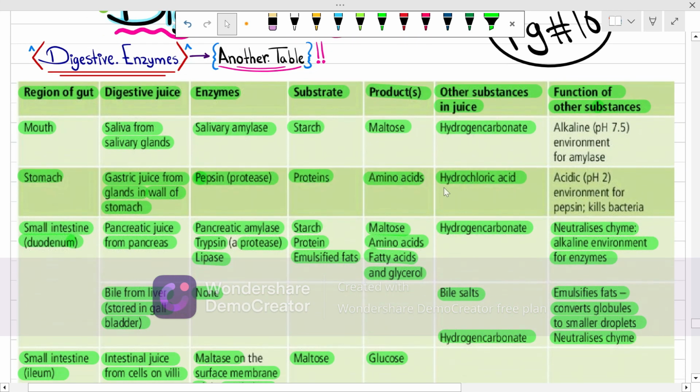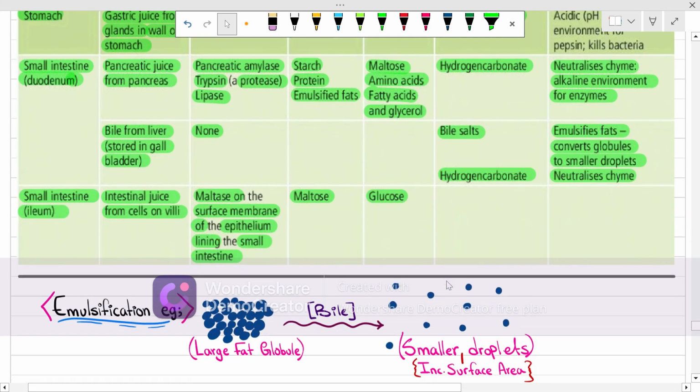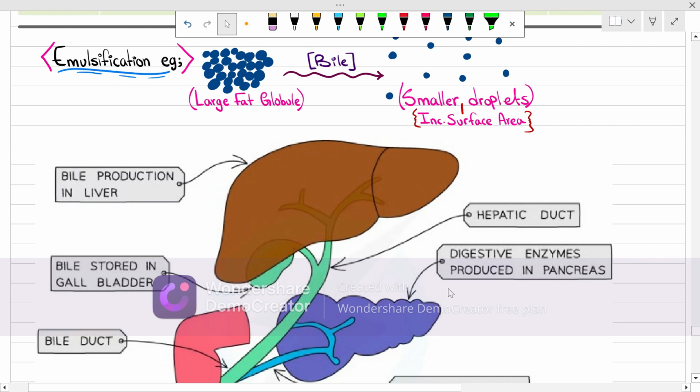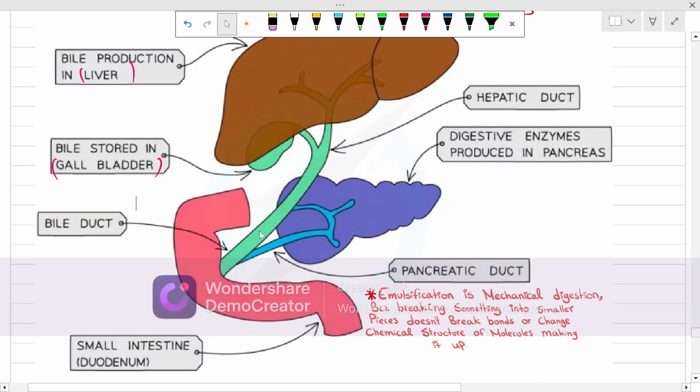This is another table of digestive enzymes. It is a summary of what we have taken above. This is a diagram or illustration of emulsification, where large fat droplets are broken into smaller fat droplets. The bile is produced in the liver and is stored in the gallbladder. This is the bile duct, which transports bile into the small intestine for emulsification of fats and to neutralize the HCl from the chyme.